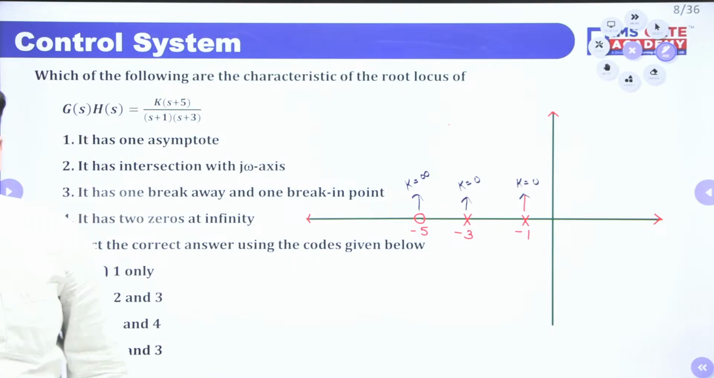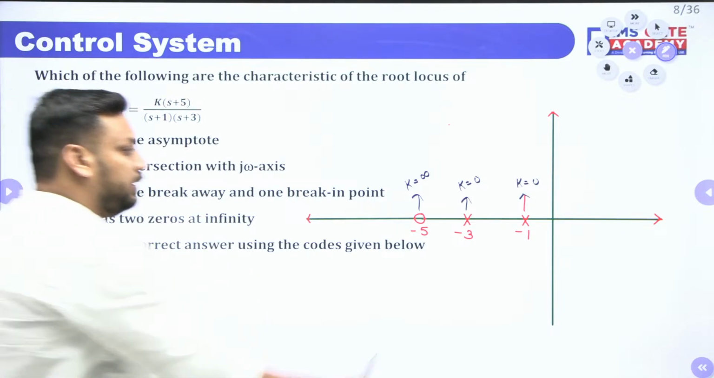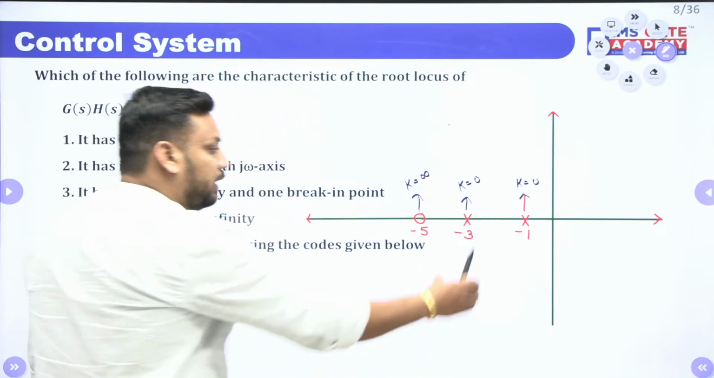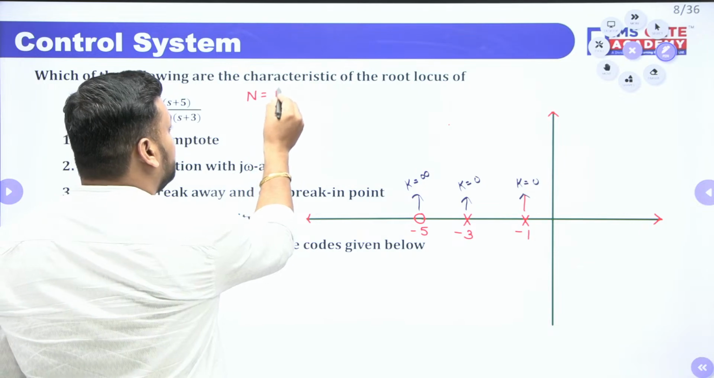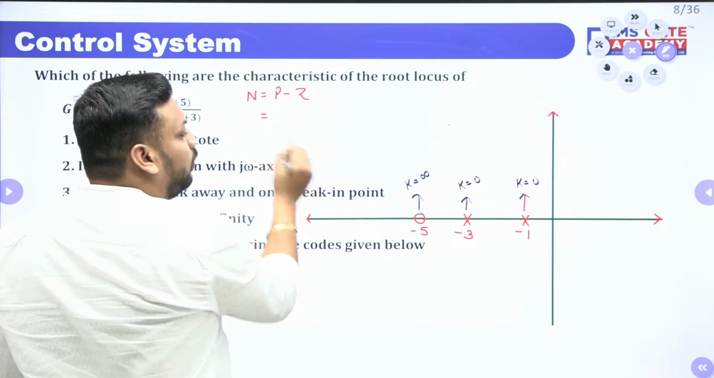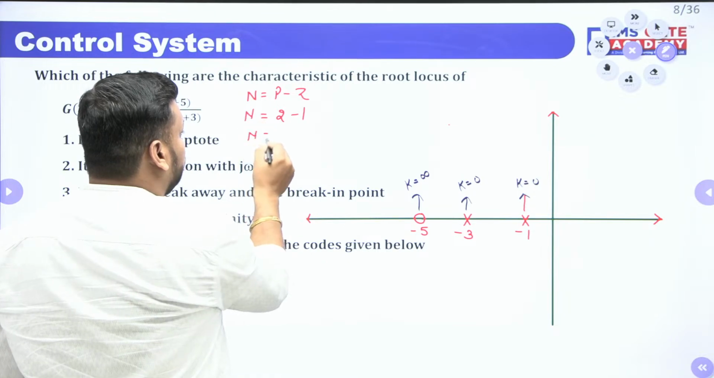Root locus always starts from the open loop poles. Open loop poles means here is the open loop, and here are the starting root locus poles. So what about n? n is nothing but p minus z. How many open loop poles, guys? 2 poles, one and zero. So n is 2 minus 1, that is 1 only.